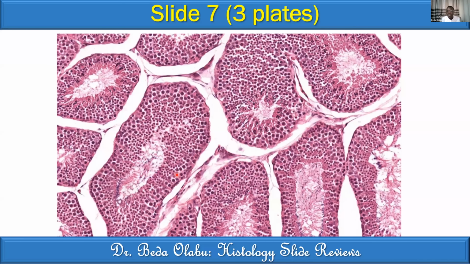The other endocrine function of the Sertoli cells is production of inhibin. Inhibin is a hormone that inhibits the hypothalamo-hypophyseal gonadal axis. So that one is basically a negative feedback mechanism to the axis.